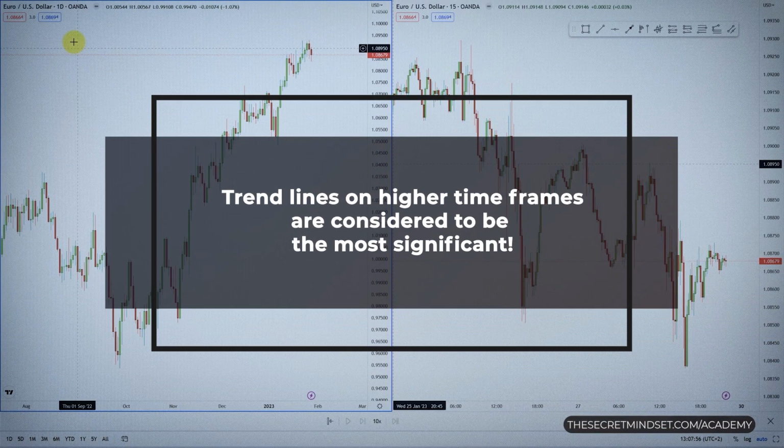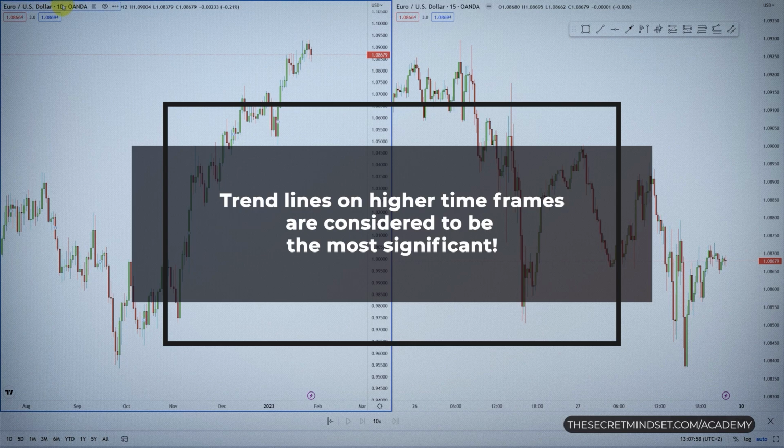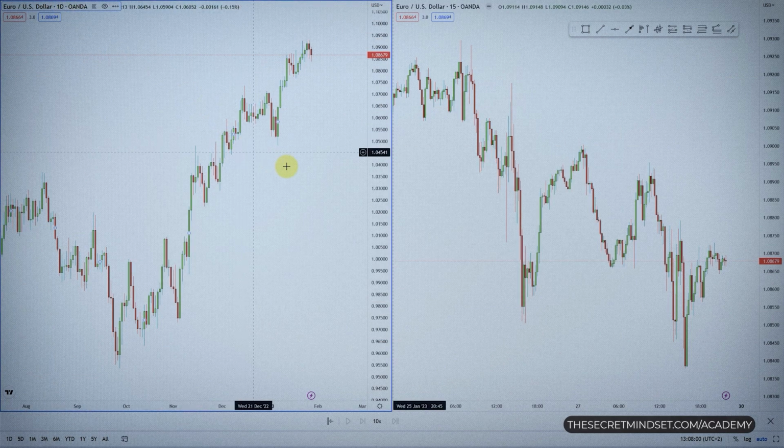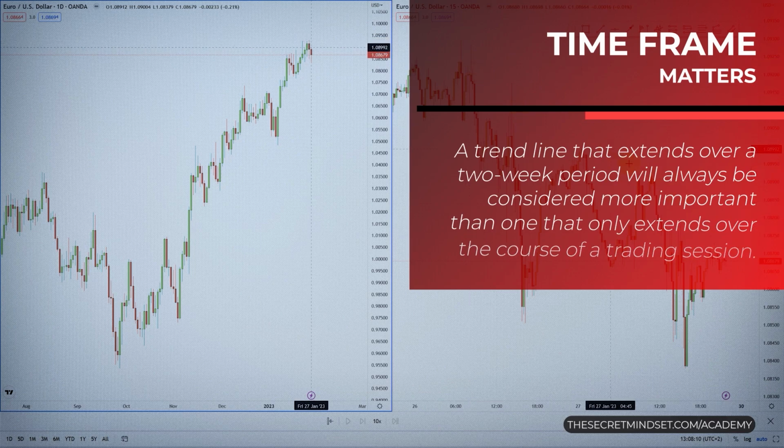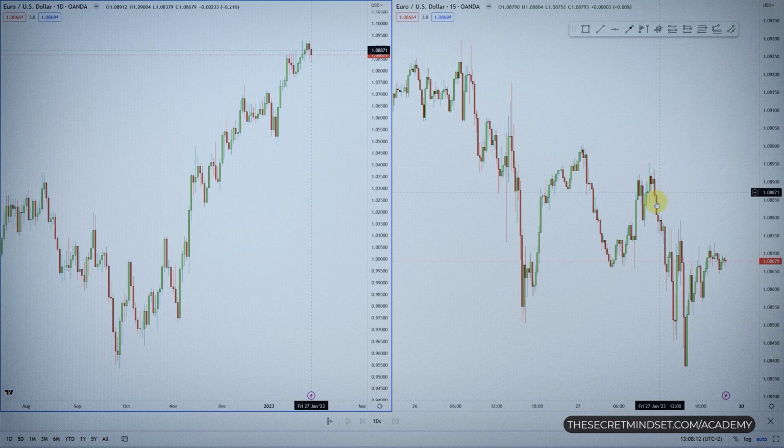Trend lines on the higher timeframes are considered to be the most significant. For instance, a trend line that extends over a 2-week period will always be considered more important than one that only extends over the course of a trading session. To achieve the best results, it's better to use higher timeframes. It increases the reliability of the analysis.